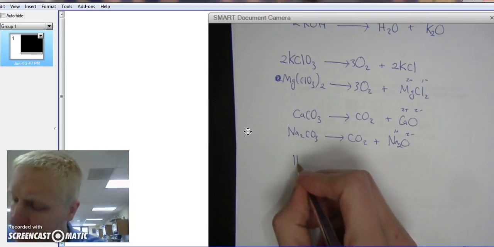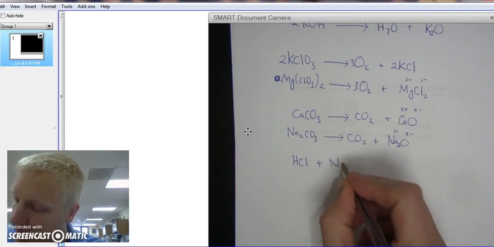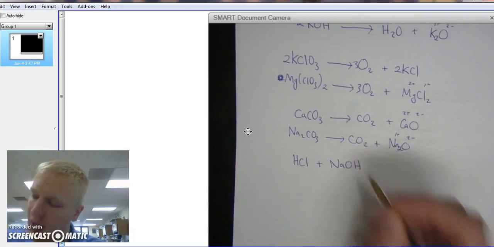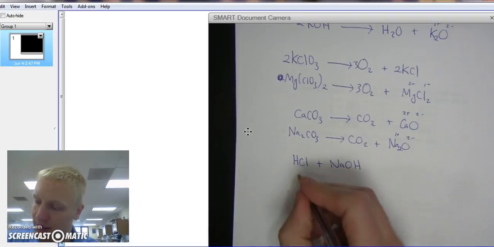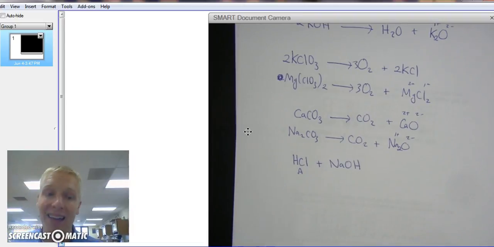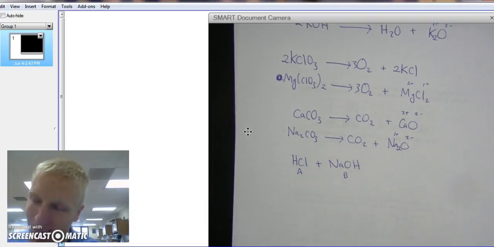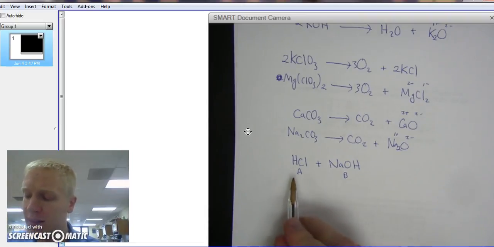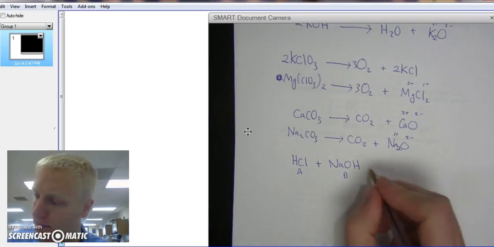So we have an acid, say HCl, and we have a base, let's say NaOH. Now remember, if it starts with an H, it's an acid. So this guy is an acid. If it has an OH in it, it's a base. But we'll talk more about how that's not always the case. Sometimes bases don't have an OH, but as a general rule of thumb, if it starts with an H, it's an acid. If it has an OH, it's a base.